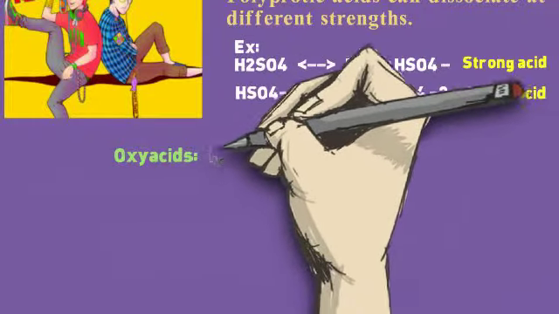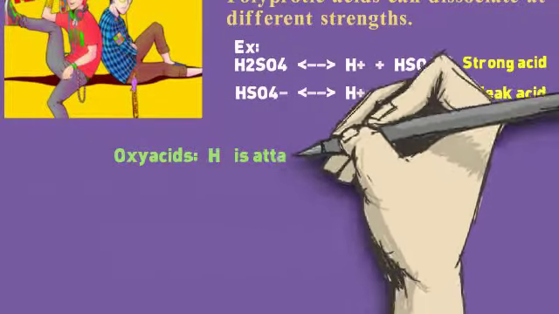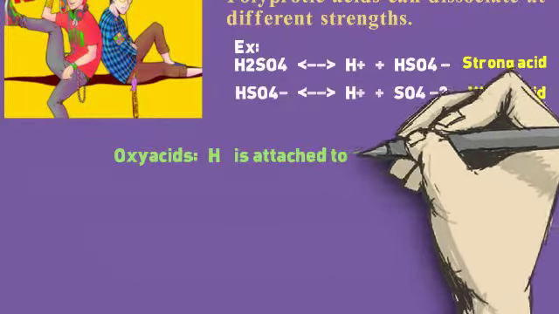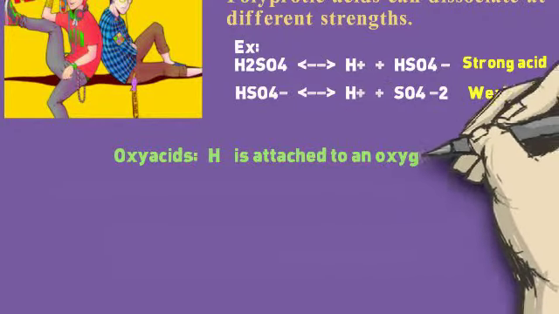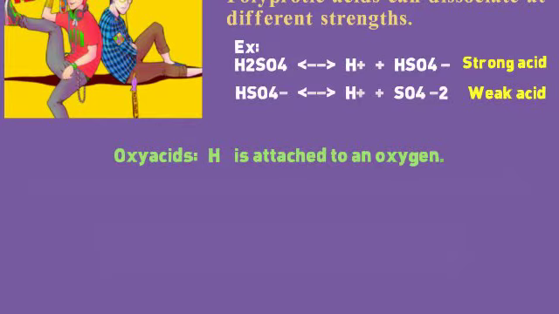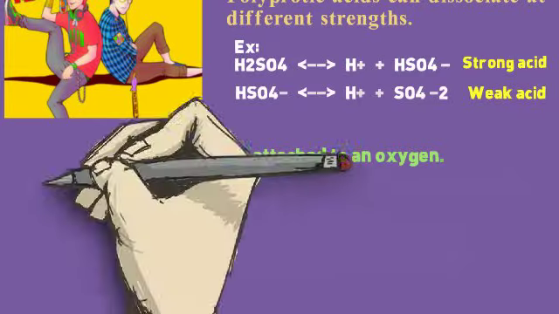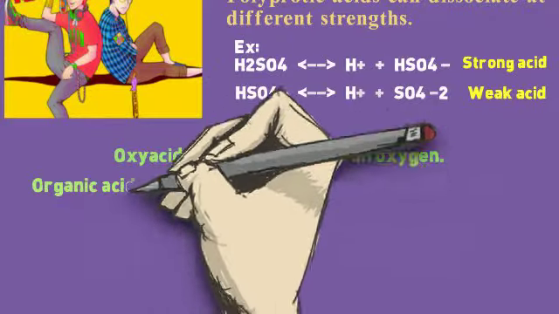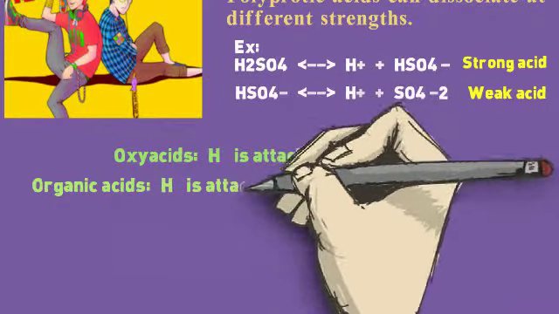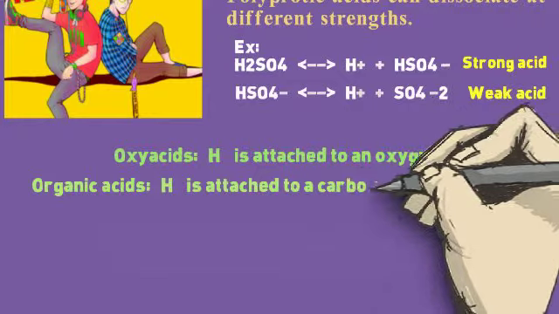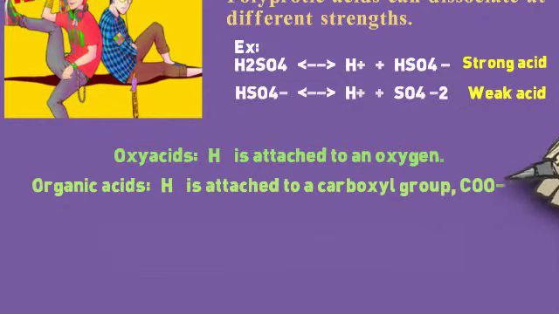A couple of definitions, just so you know. An oxyacid means a hydrogen is attached directly to an oxygen. And an organic acid, that looks like a zombie hand, doesn't it? The hydrogen is attached to a carboxyl group, COOH.